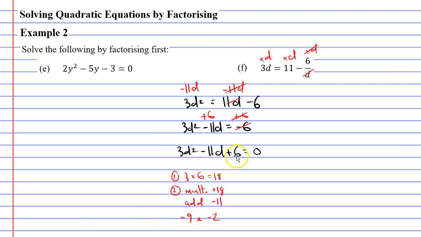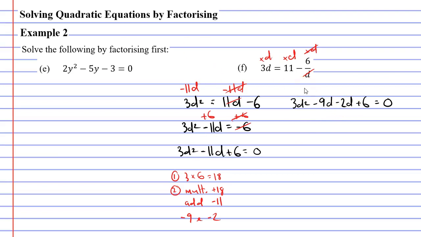So now I take this expression, I leave the 3d squared and the plus 6 the same. So I'll write that over here, 3d squared and the plus 6 the same, as well as the equals 0. I'm going to split the minus 11d in two parts, and I'm going to split it according to the negative 9 and the negative 2. So I'm going to have negative 9d minus 2d. The quadratic I have here is exactly the same as the quadratic I have over here. I've just split the minus 11d into two parts.